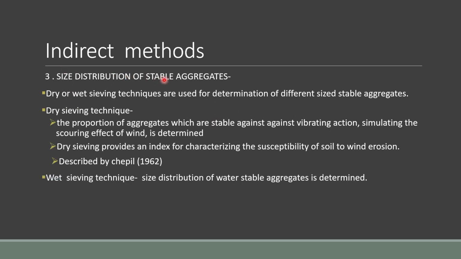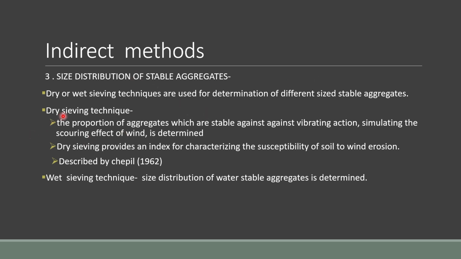The next is the size distribution of stable aggregates. How the stable aggregates are distributed in the soil is what we evaluate in this method. For that we use dry or wet sieving techniques to determine the different sized stable aggregates. By this method we get how much amount of different sized stable aggregates is present in the soil, for example how much percentage of sand, silt and clay, in the dry or wet sieving technique.